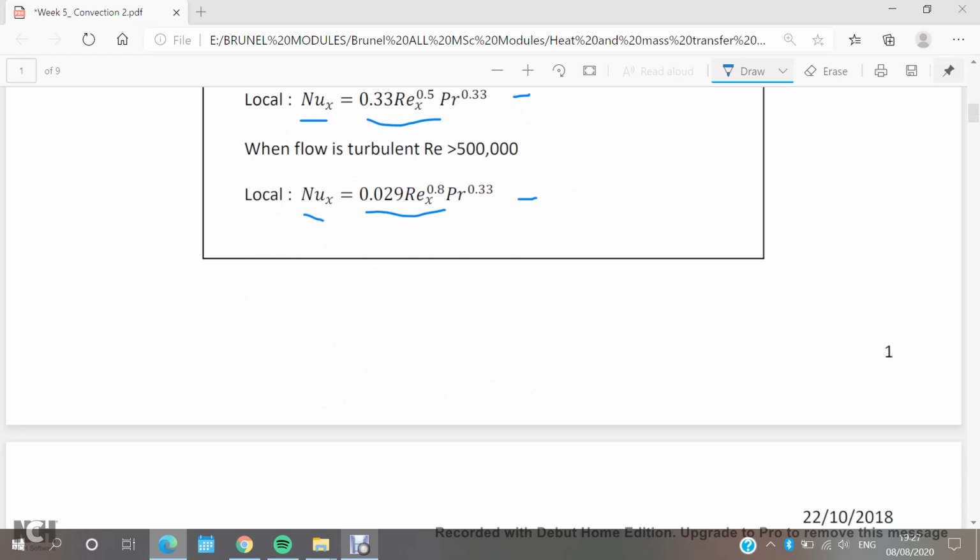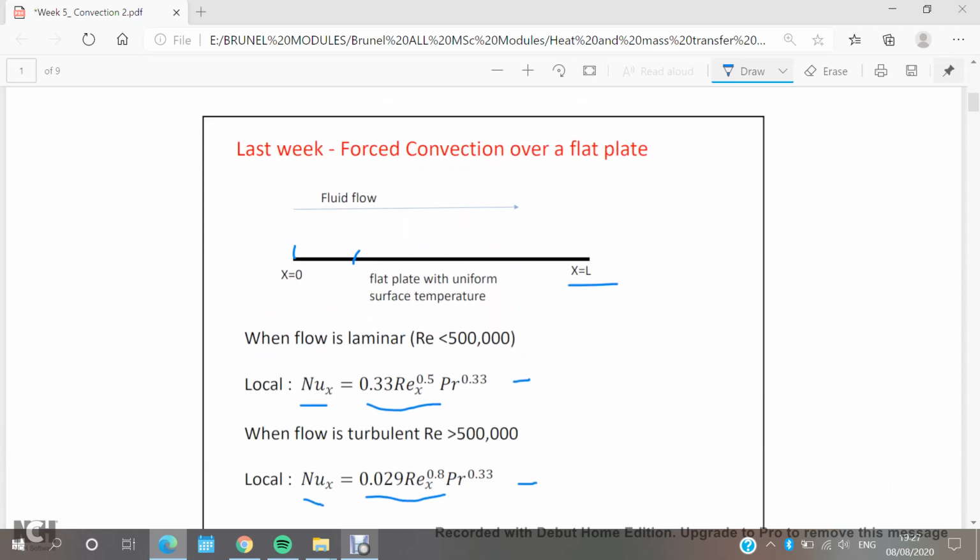Great. By understanding the forced convection heat transfer coefficient over a horizontal flat plate, we can get the value of the heat transfer coefficient, and we can calculate the heat transfer rate.